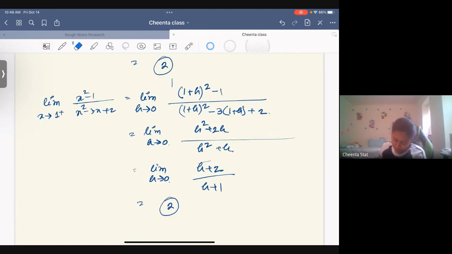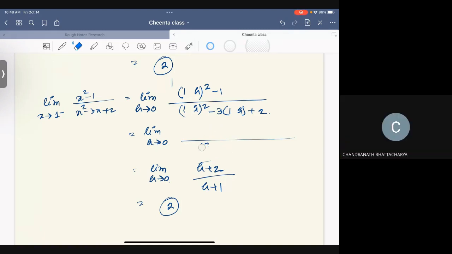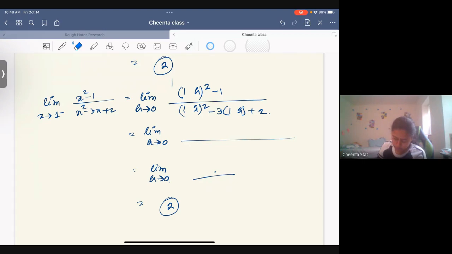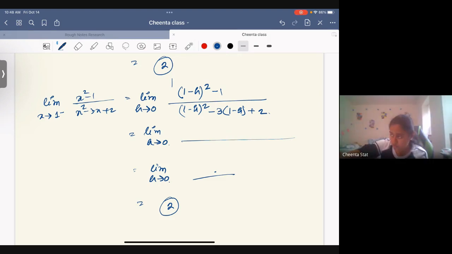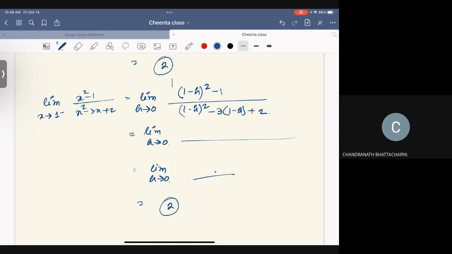And for 1 minus, everything will be same, just h will be minus h. But why, whatever I have mentioned some time ago. Okay, we will see. Okay, so 1 minus h, something like that. So, Ma'am, that would be minus. I think the answer is limit x tends to 1 minus f(x) is equal to minus 2, I think.